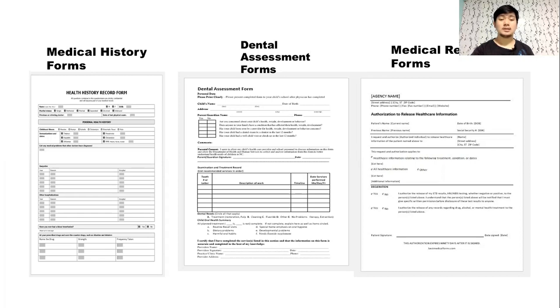Next is dental assessment forms. A regular dental visit basically involves assessment of teeth. For this purpose, a dental assessment form is present in the dentist's office, which he uses as a checklist to know the current health status of the teeth.